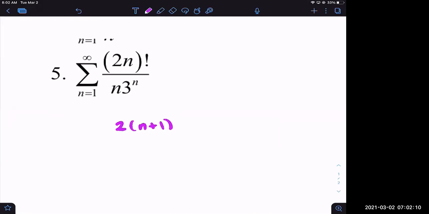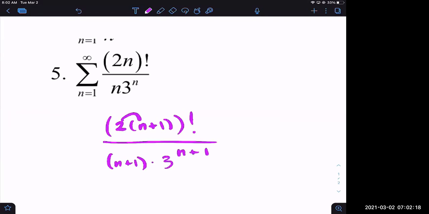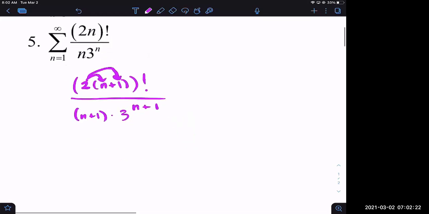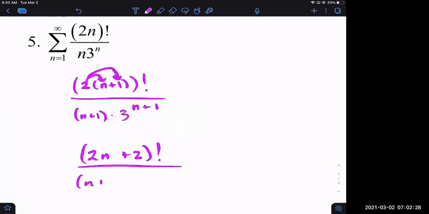So that's 2 times (n plus 1) factorial over (n plus 1) times 3 to the n plus 1. This parenthesis is important because you've got to distribute the 2. So that really becomes (2n plus 2) factorial, and the denominator, not too confusing. The 3 raised to the n plus 1, I'm just going to rewrite as 3 to the n times 3 to the first. So there's the n plus 1 term.